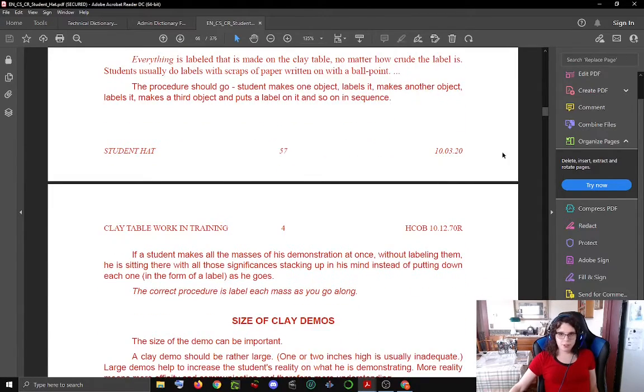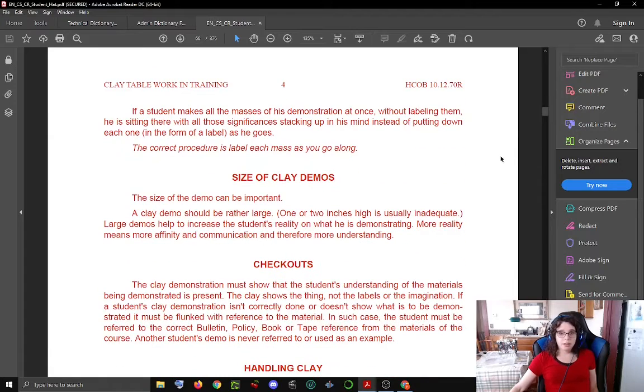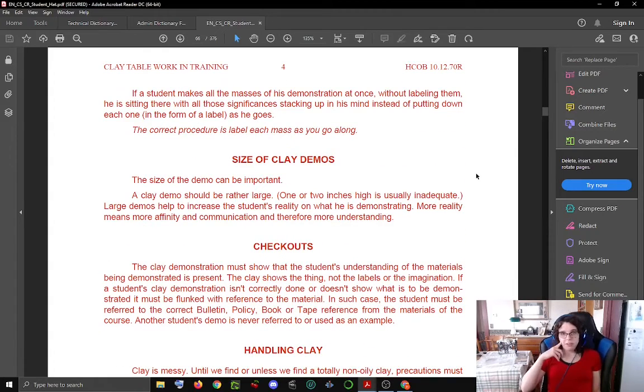The procedure should go, student makes one object, labels it, makes another object, labels it, makes a third object, labels it, and so on in sequence. If a student makes all the masses of his demonstration at once without labeling them, he's sitting there with all those significances stacking up in his mind instead of putting down each one in the form of a label as he goes. The correct procedure is label each mass as you go along.